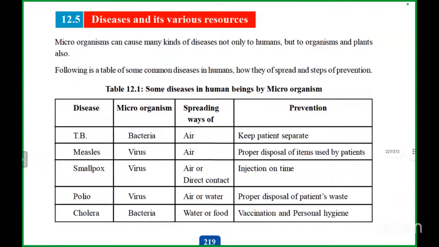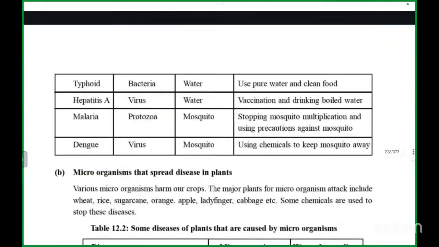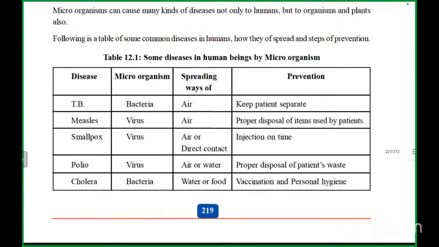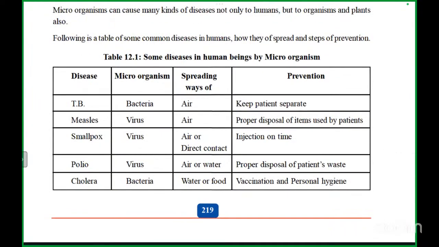Now, diseases and their various sources. Microorganisms can cause many kinds of diseases, not only in humans, but also in organisms and plants. We will first read about diseases in human beings caused by microorganisms: what diseases, what microorganisms, how they are spread, and what the prevention is.